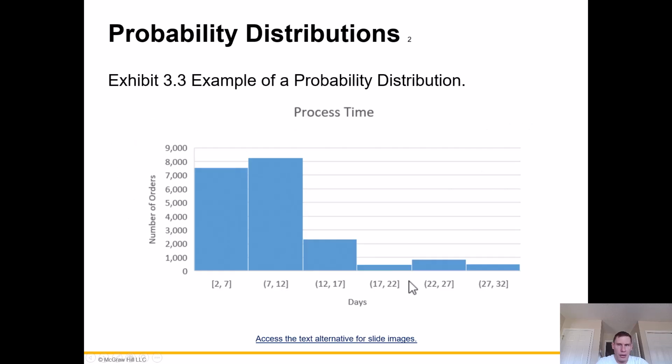So here we see an example of a probability distribution. In this case, it's process time and number of orders, and you can see, as you go from left to right, how that probability distribution falls with respect to the number of days. Like 7-12 is very popular, 17-22 is not, and so on and so forth.